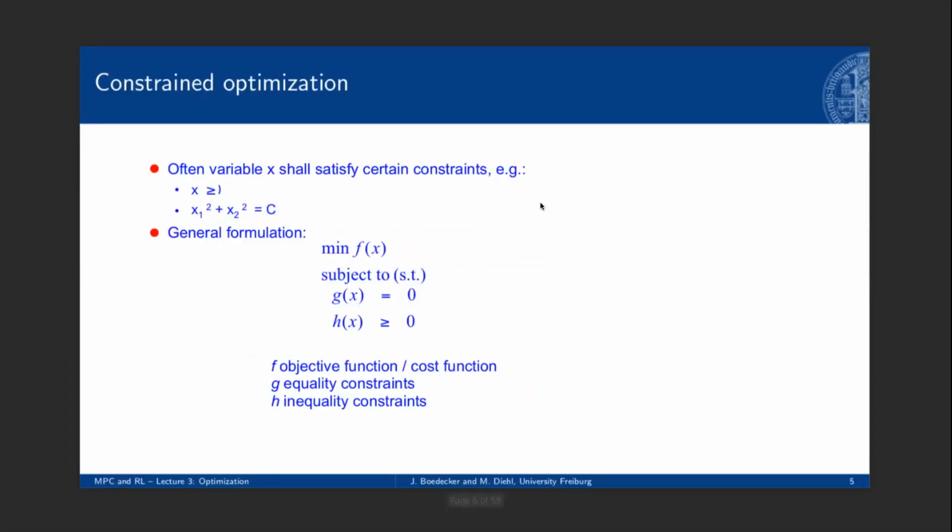So very often we have constraints, and for example, the variable should be positive, or it should be on a circle like this. X1 square plus x2 square should be a constant. And generally we formulate an optimization problem so that it has an objective function that we want to minimize, f of x, subject to some constraints which are equalities, g, possibly many, so this is a vector valued function, and some inequalities, h, also a vector valued function. Each component should be positive. So that's the statement of an optimization problem.